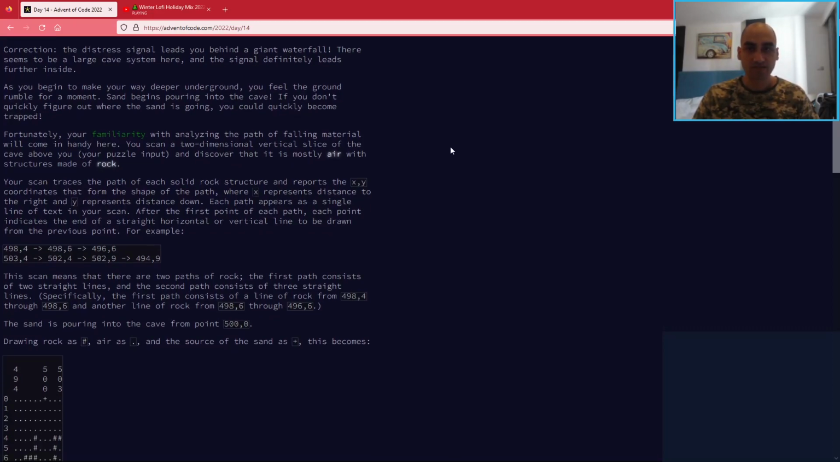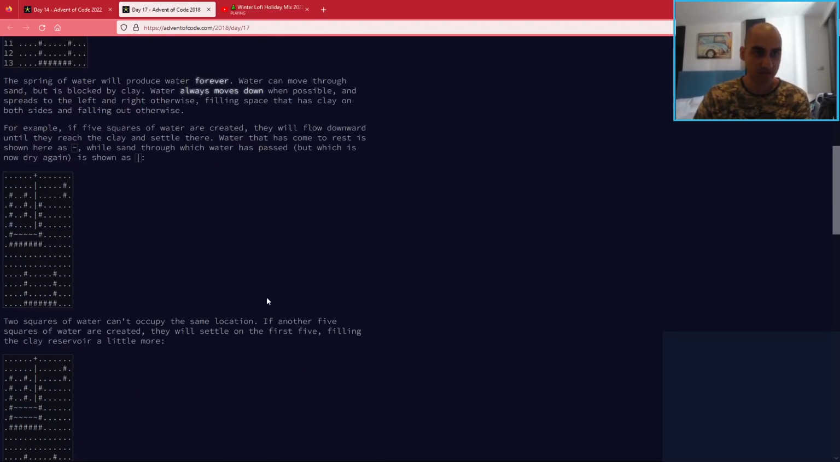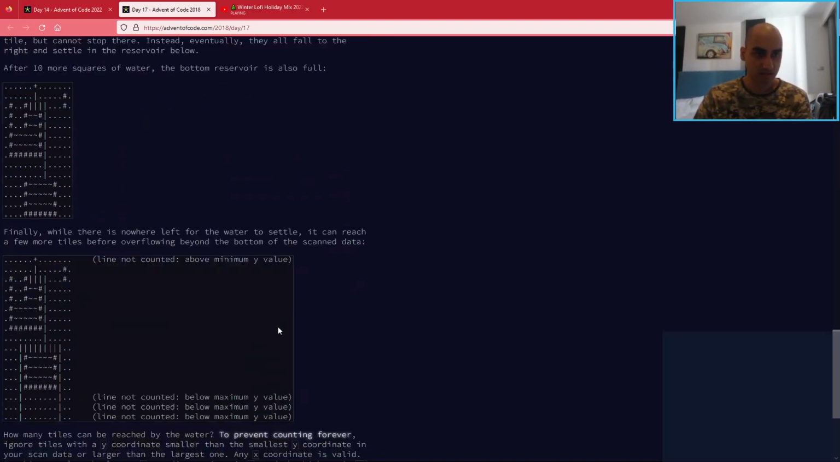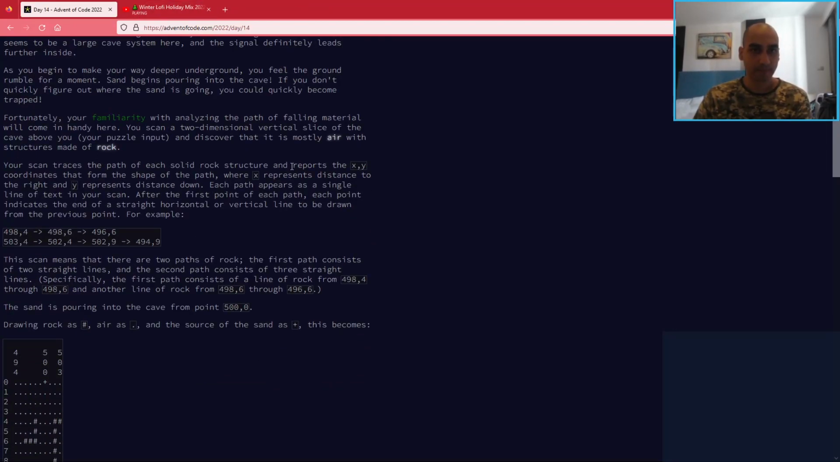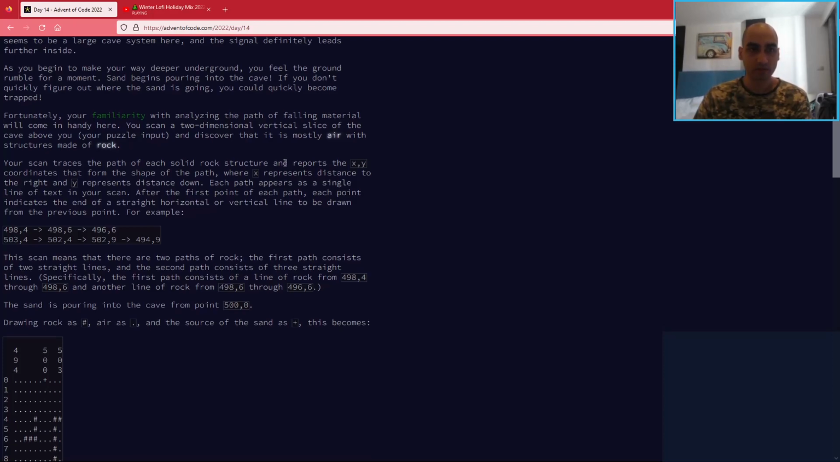There seems to be a large cave system here, and the signal definitely leads further inside. As you begin to make your way deeper underground, you feel the ground rumble for a moment. Sand begins pouring into the cave. If you don't quickly figure out where the sand is going, you could quickly become trapped. Fortunately, your familiarity... What's this? 2018. Oh, interesting. Something about water pressure. With analyzing the path of falling material will come in handy here.